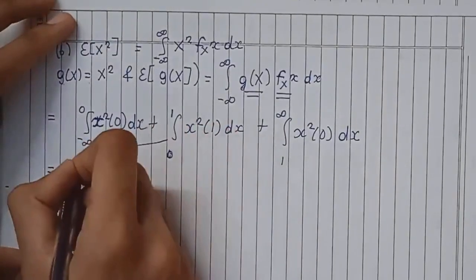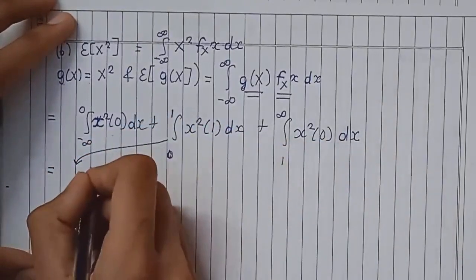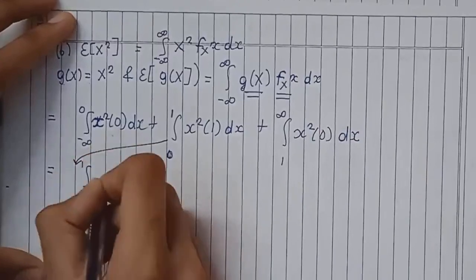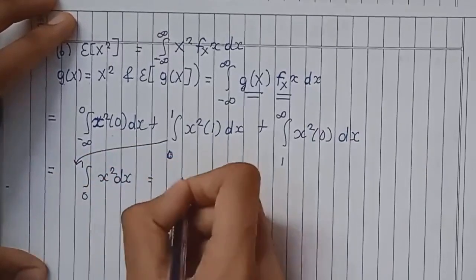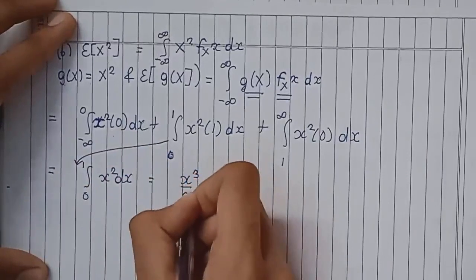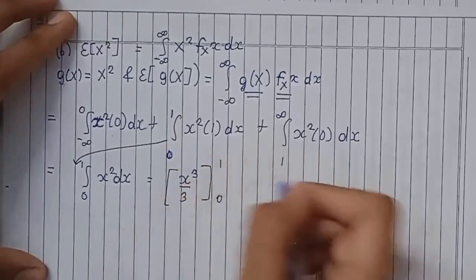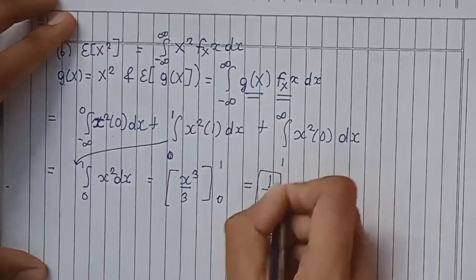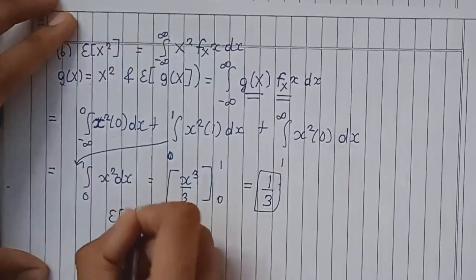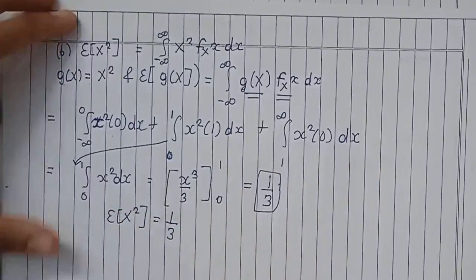Now simply this will come here because these two are 0. So it will be integration from 0 to 1 of x square dx, and integration of x square is x cubed by 3, and limits are 1 and 0. So putting the limits, we will get 1 by 3. So clearly expectation of x square is equal to 1 by 3.